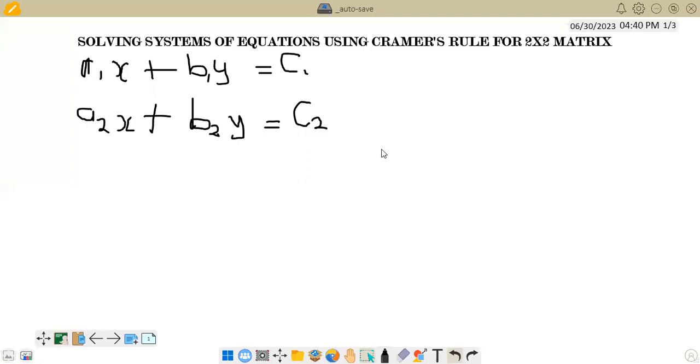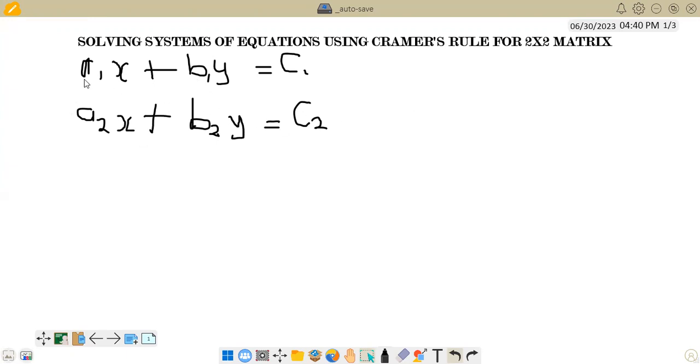Okay, so today we'll proceed by looking at Cramer's Rule, how to solve systems of equations using Cramer's Rule for a 2 by 2 matrix.